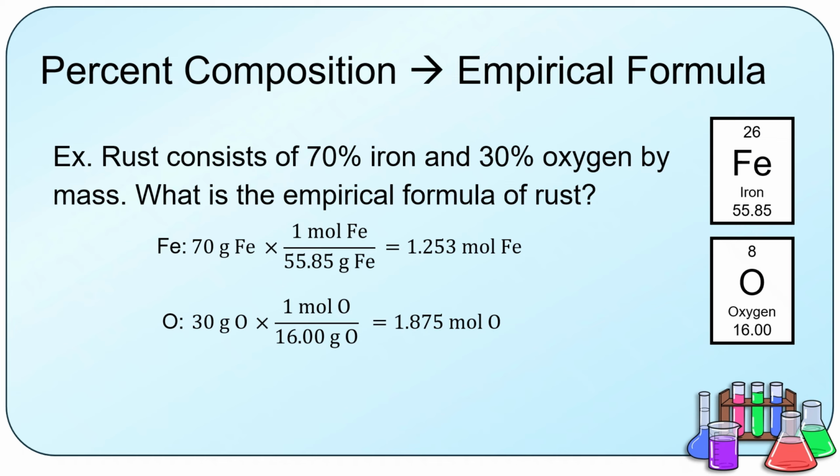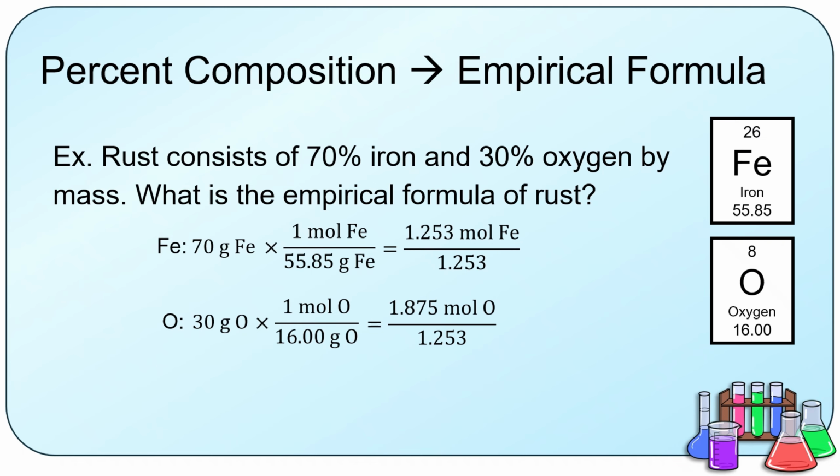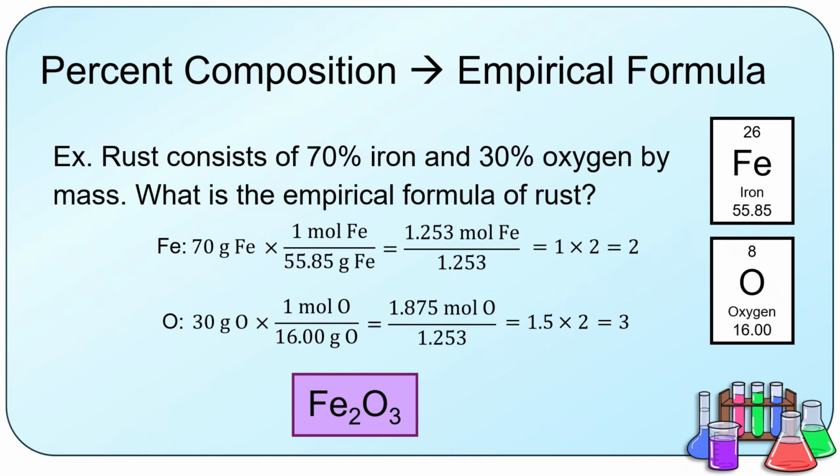Step 3 is divide by the smallest number. Between 1.253 and 1.875, 1.253 is the smaller number, so I'll divide both numbers by 1.253. This gives me 1 and 1.5. The final step is multiply to get whole numbers. The 1 is fine, but the 1.5 still has a decimal. To get rid of the 0.5, I'll multiply both numbers by 2. Now I have whole numbers for everything. These whole numbers become the subscripts. The empirical formula for rust is Fe2O3.